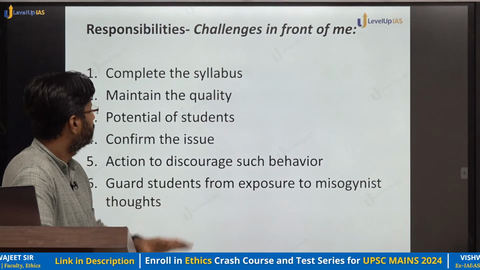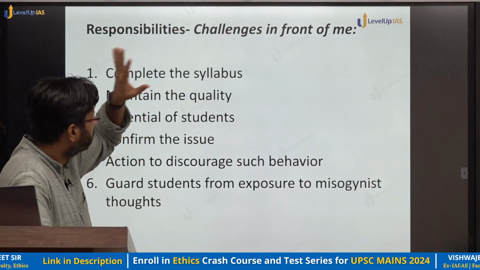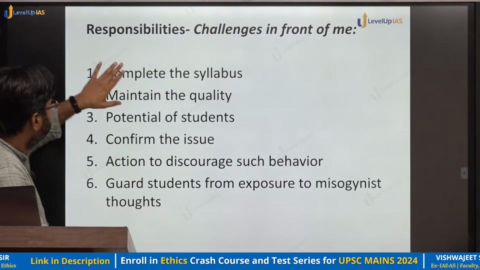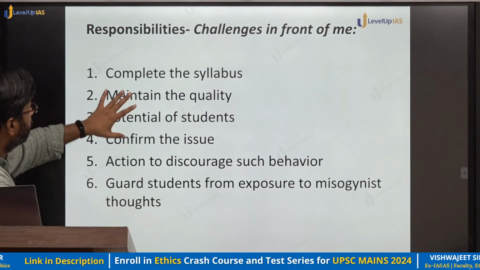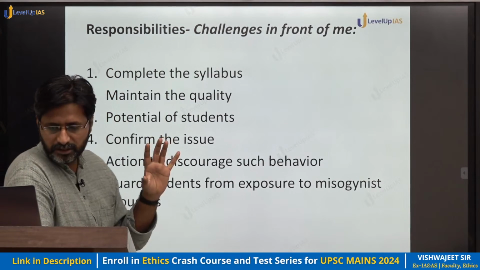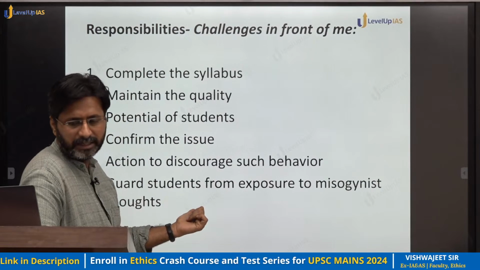Okay, so these are the challenges in front of me that I have to handle somehow, because that's my responsibility as headmaster. So here, can you see this? The hierarchy is also very important. The completion of syllabus, maintenance of the quality, and potential of the student is the largest responsibility I have. Then about the issue, something can be done.